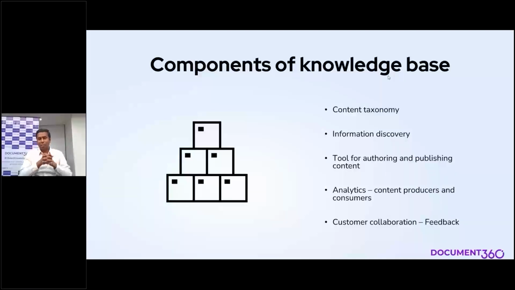And the next component is, what kind of tools are you providing to your content creators, your technical writers, to author and publish content? You have to equip them with a lot of essential features and some advanced features, so you make it easy for them to author and publish content. And when I say tools for authoring and publishing, obviously content writers also need tools for collaboration and workflow management and things like that. That's also an advanced feature in a knowledge base.